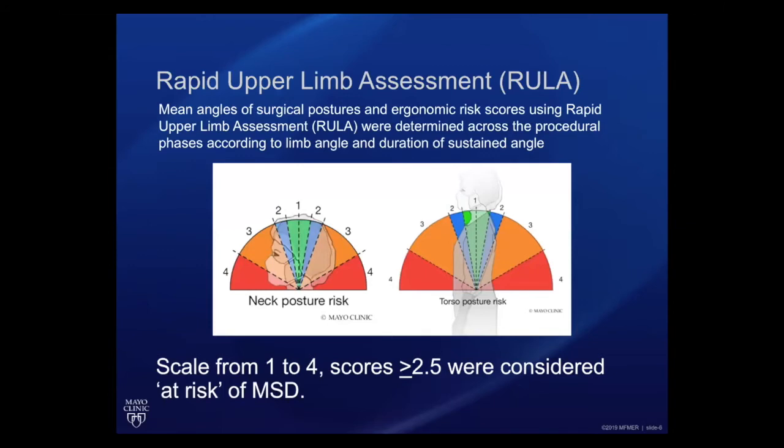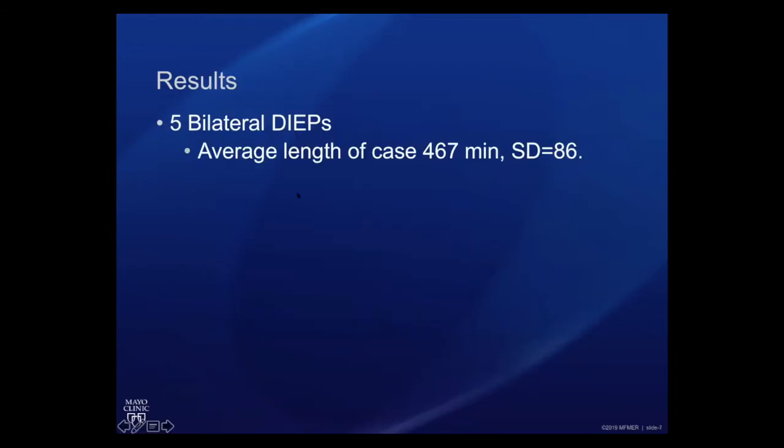The postures were then translated into the rapid upper limb assessment, which takes the mean angles of the surgical postures and scores it on a scale of 1 to 4. Scores greater than 2.5 were considered at risk of developing musculoskeletal disorders. We did this for 5 bilateral DIEP flaps. The average length of our case was 467 minutes.